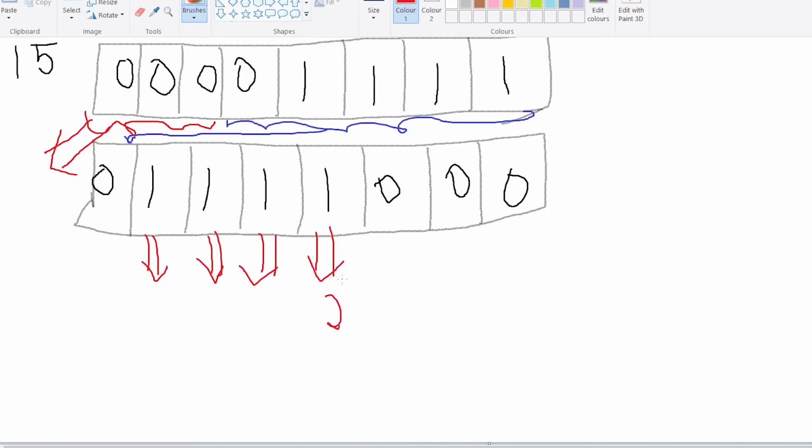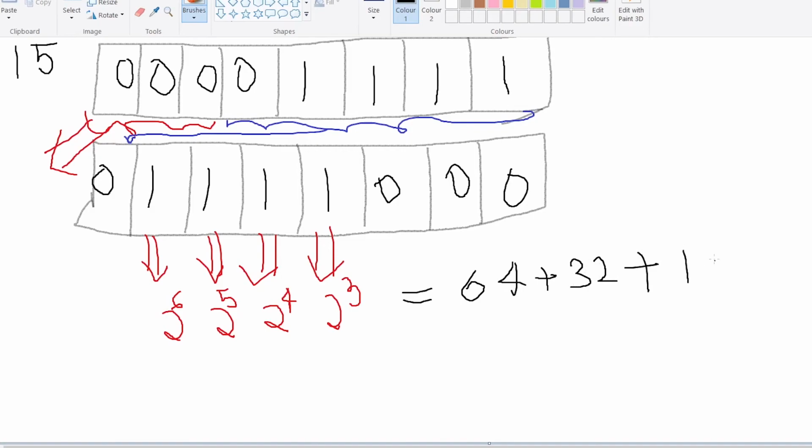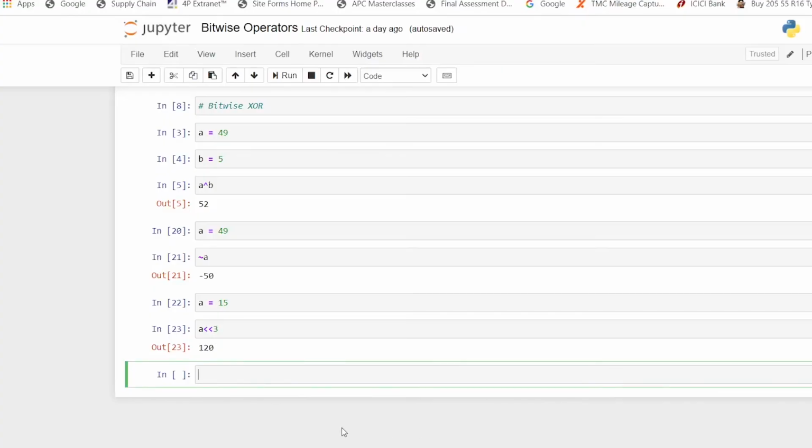So this is 2 power 3, 2 power 4, 2 power 5 and 2 power 6, which is nothing but 64 plus 32 plus 16 plus 8, which is nothing but 120. So this is what we have got here, a << 3.